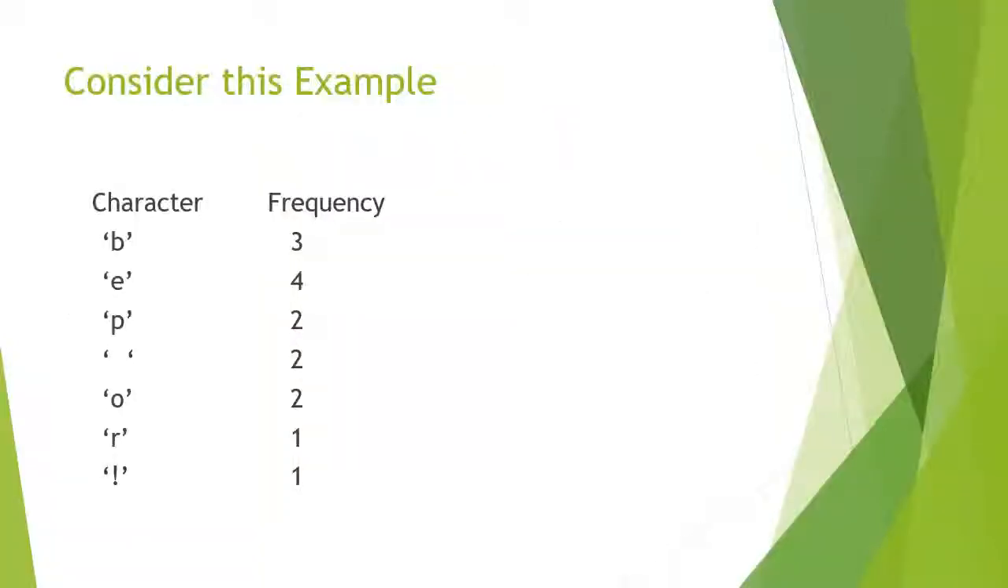So let's consider the characters B, E, P, space, O, R and the exclamation mark. The character B has the frequency 3, E has the frequency 4, P has the frequency 2, blank has the frequency 2, O has the frequency 2, R has the frequency 1, and the exclamation mark has the frequency 1.